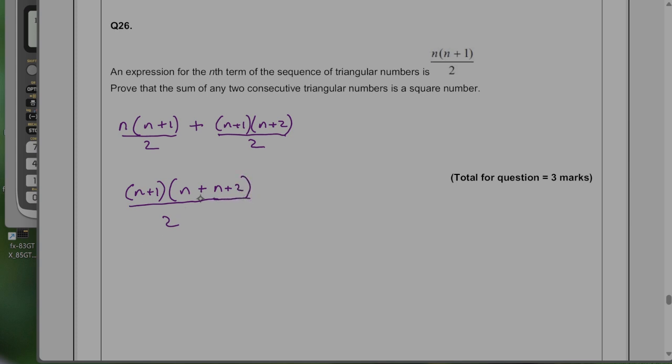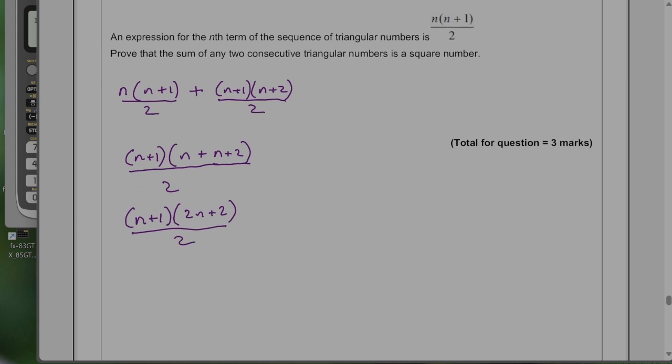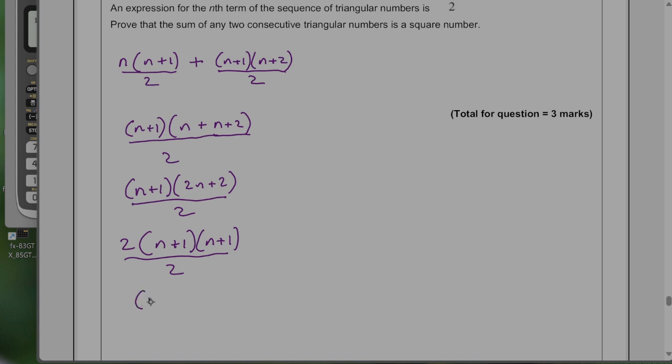So that is going to become n plus 1 times 2n plus 2 all over 2, which is going to give me, we can take 2 out as a common factor here, so that's going to become 2 lots of n plus 1 times n plus 1 all over 2, which is going to be equal to n plus 1 squared, which will have to be a square number because it's squared, whatever the number is, plus 1 and then square it.